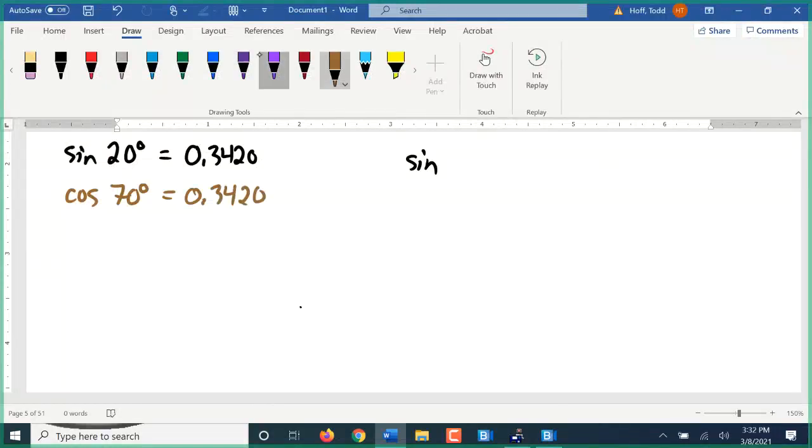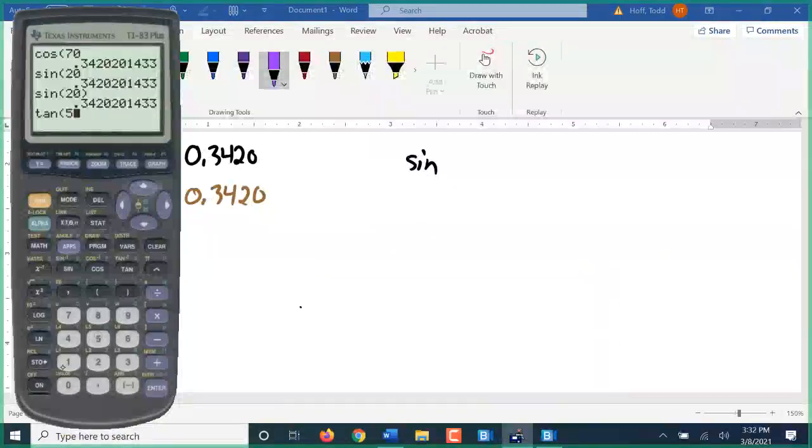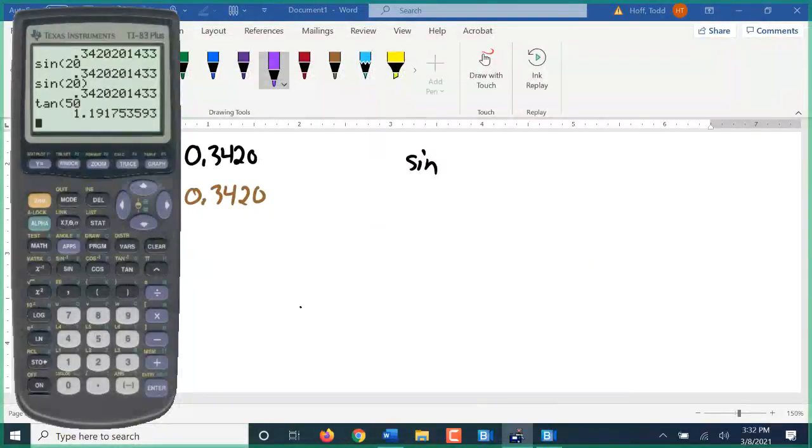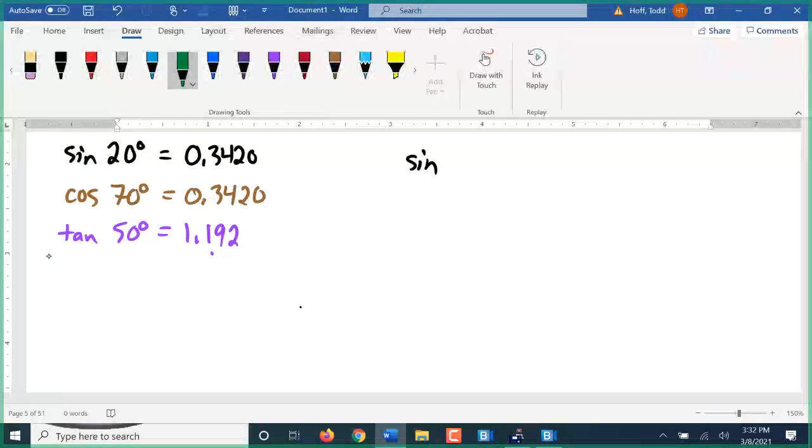How about the tangent of 50 degrees? 1.192. You should have a tan key. So now the fun ones. Secant of, well, let's go secant of 70 degrees. You don't have a secant key, do you?